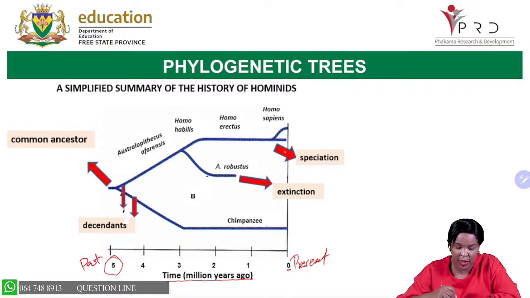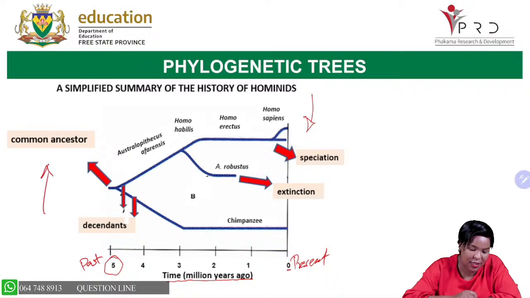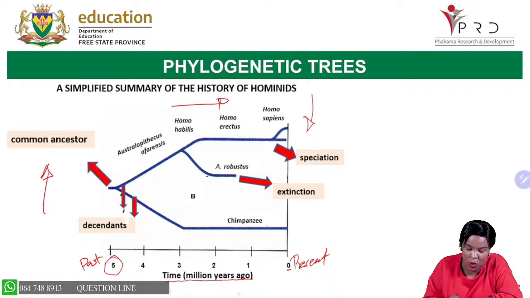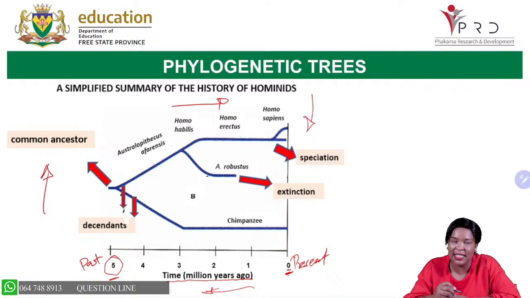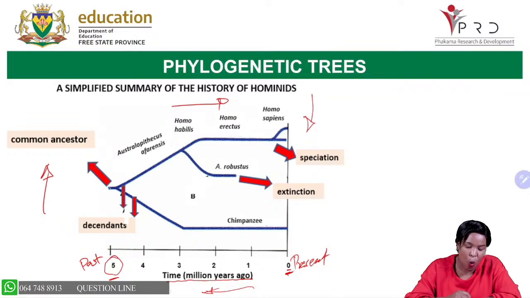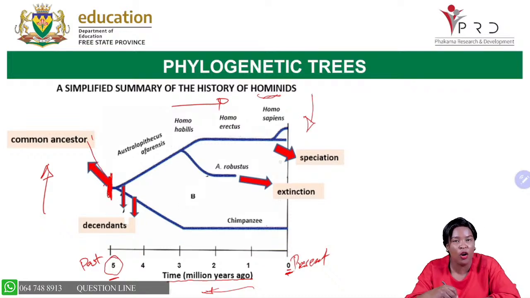Now, this phylogenetic tree can come in different directions. You can see the one that is facing downwards, one that is facing upwards, or it can face to the right, or it can face to the left. What you need to identify is where is the present and where is the past, so that you are able to answer when they ask you what is the common ancestor. When they ask you for the common ancestor for all hominids, you are going to write the species that is here. This is your common ancestor for all of them.